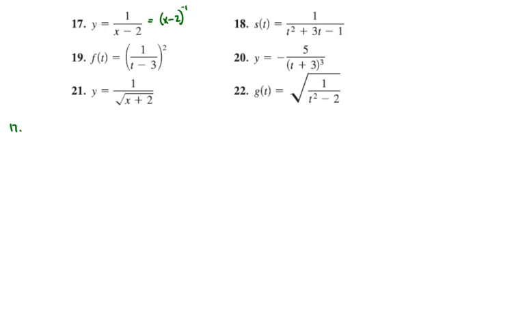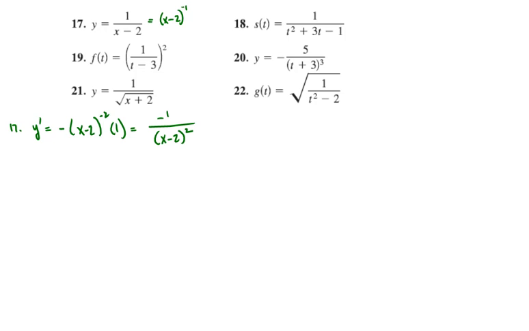We take the derivative of the outside, so we get negative 1, then quantity to the negative second power. We'll leave the inside alone. So the derivative of the outside, leave the inside alone, times the derivative of the inside, which is just 1 in this case, and that will leave negative 1 over (x minus 2) to the second power.